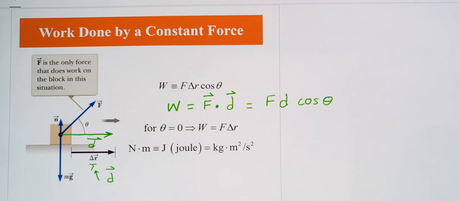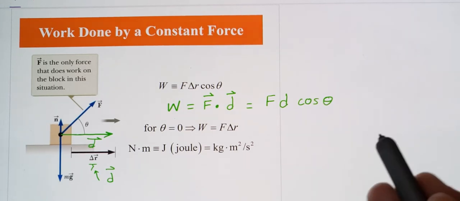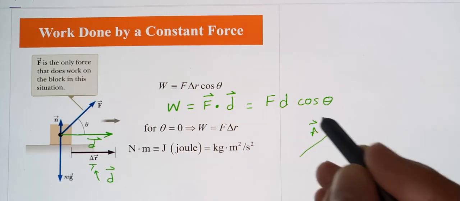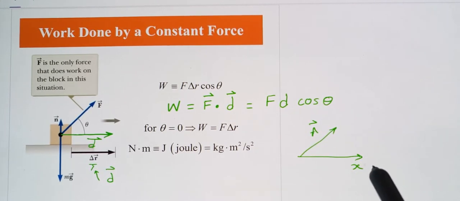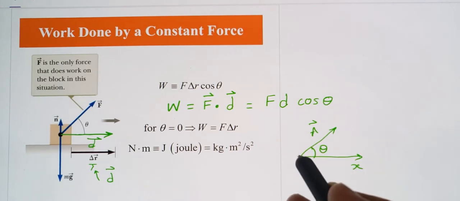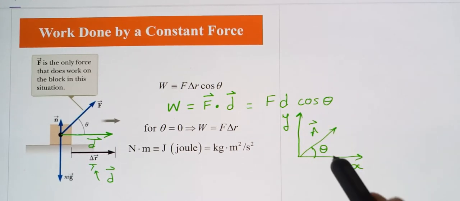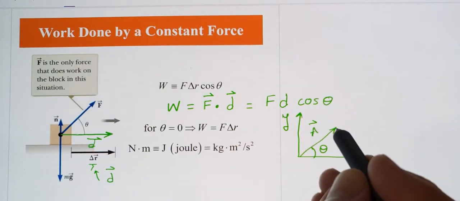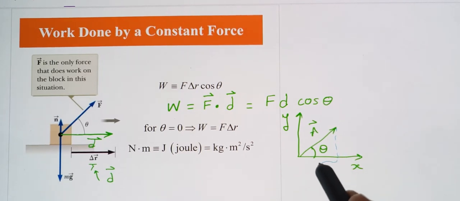And the cosine has a sweet meaning, because when we have a vector A, and this is the x-axis, and this is theta, this is the y-axis, the x component is the magnitude of A cosine theta.